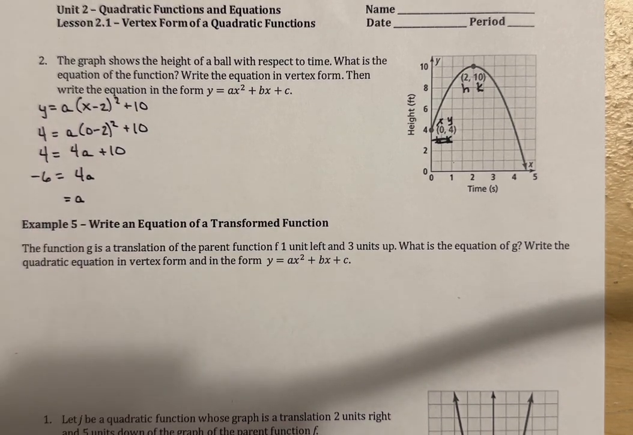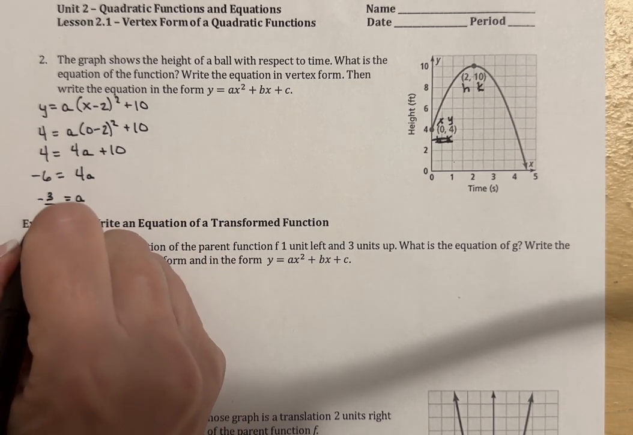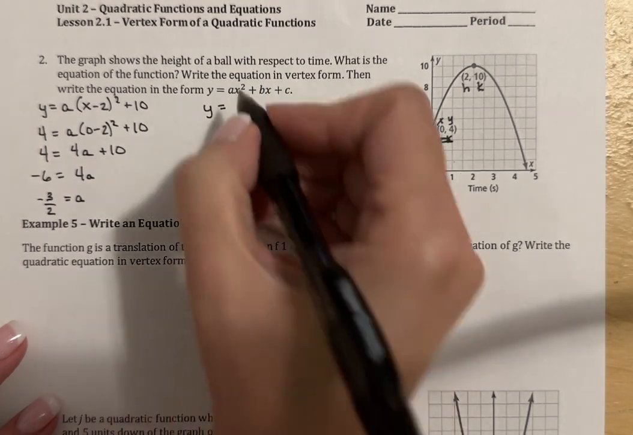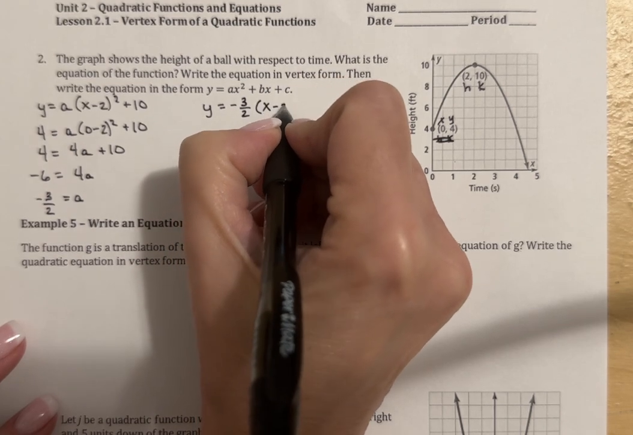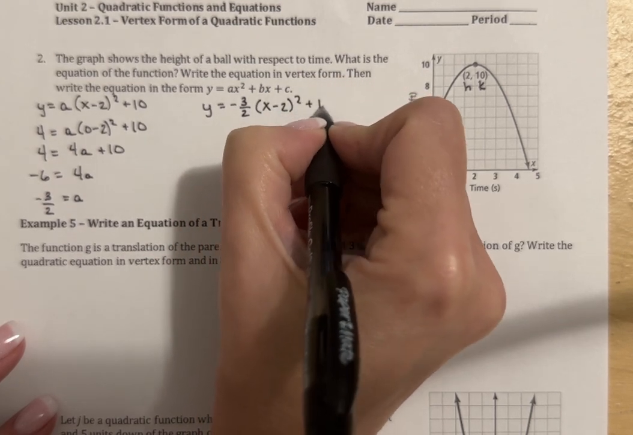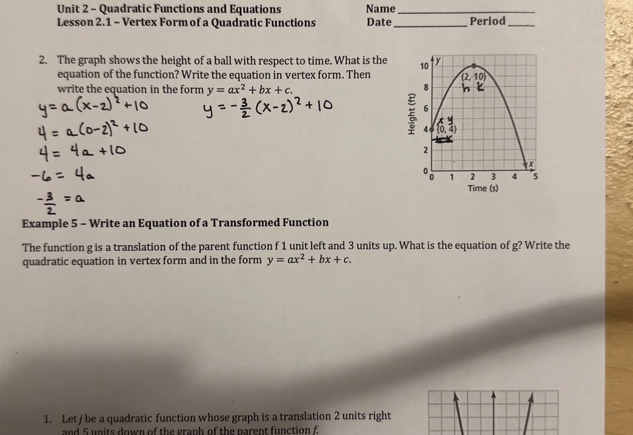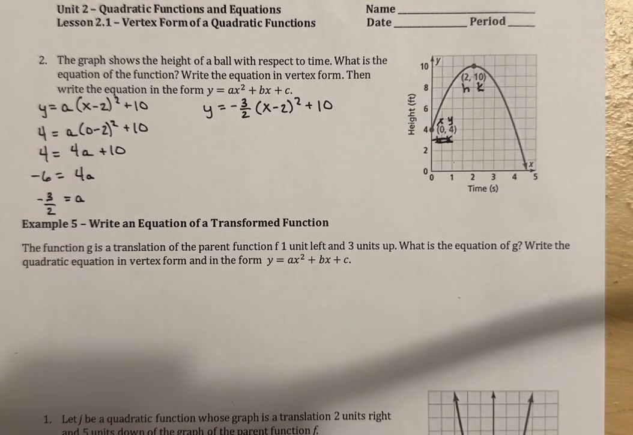Now, 4 and 6 both have a common factor, which is 2. So I'm just going to go ahead and reduce that. Now I'm going to write my equation so that it's in vertex form. That's vertex form. How do you know it's vertex form? Because if I ask you for the vertex, you would be able to look at it and see. Also, it has parentheses.